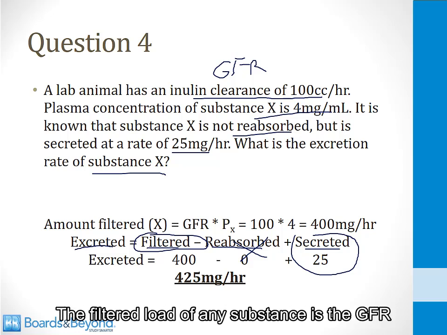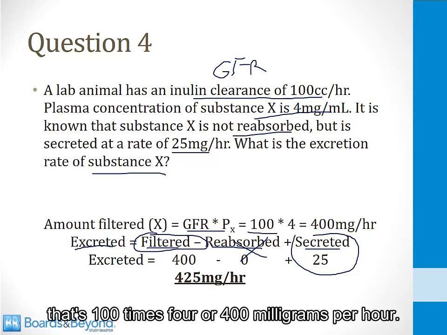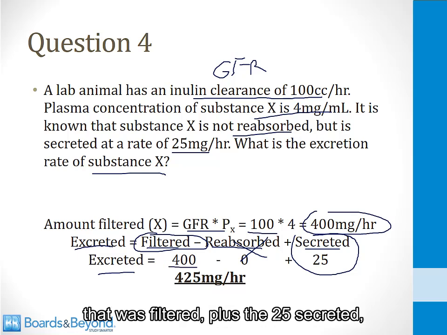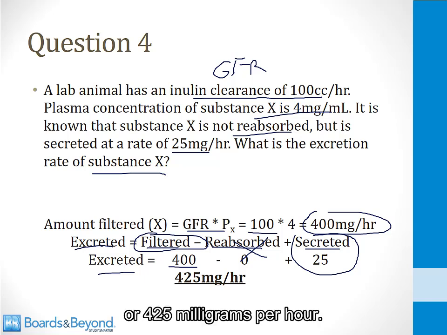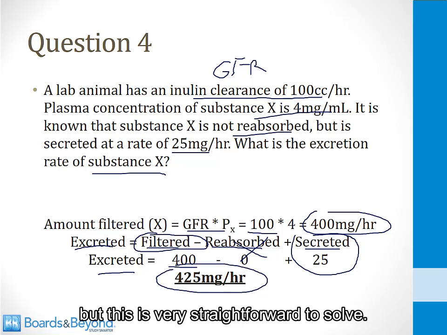The filtered load of any substance is the GFR times the plasma concentration. Using the values in the problem, that's 100 times 4, or 400 milligrams per hour. Therefore, our excretion rate is the 400 milligrams per hour that was filtered plus the 25 secreted, or 425 milligrams per hour. So a lot of numbers here, but this is very straightforward to solve.